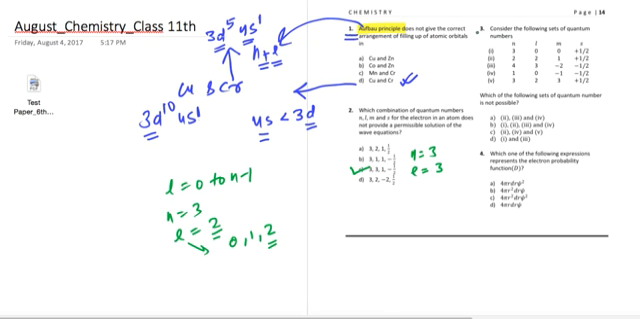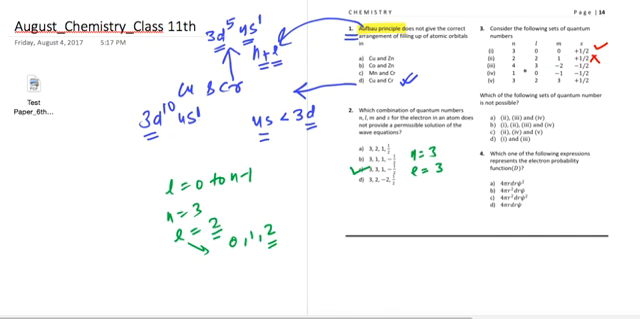Fine. So let's come to question number 3. In question number 3, which of the following sets of quantum numbers is not possible? Let's take the first option: 3, 0, 0, plus 1/2. This seems possible because you know the limit: l is 0 to n minus 1, m is minus l to plus l. Now option 2: 2, 2, 1. If n is 2, then the maximum value of l could be 1. So this is not possible.